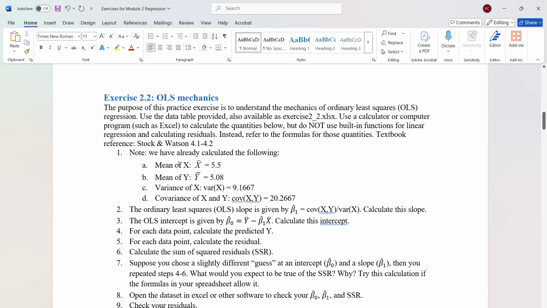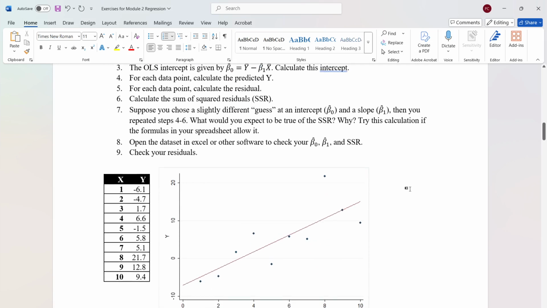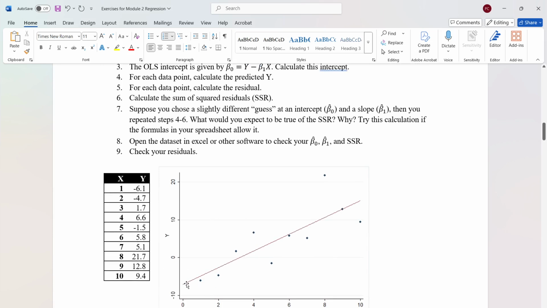So we've already calculated the average of x, the average of y, the variance of x, and the covariance of x and y. Once I get to part 2 here, I know that, yes, the slope for OLS is given by the covariance divided by the variance. Calculate this slope. And anybody who's got a pocket calculator is going to grab those two numbers right there, and very, very quickly you will have the covariance divided by the variance, which will give you the slope of the OLS regression line. And here's the picture of the line that OLS will actually fit to this data.